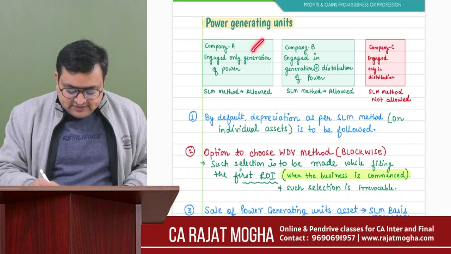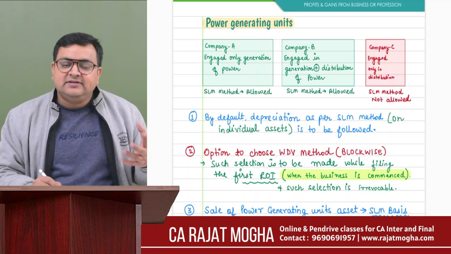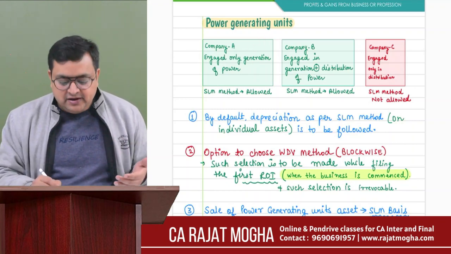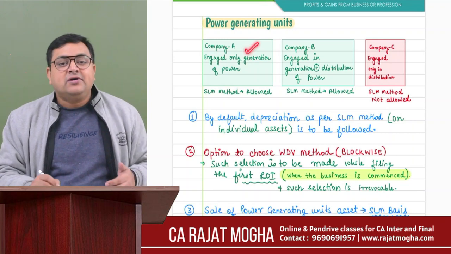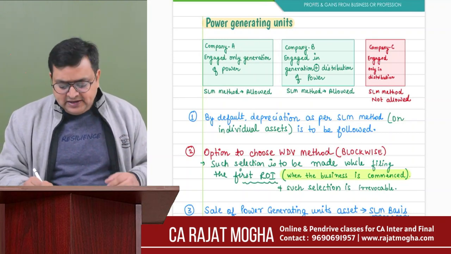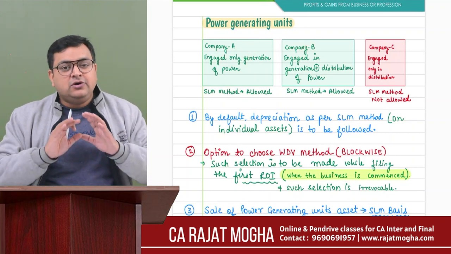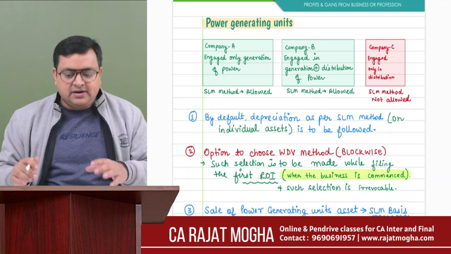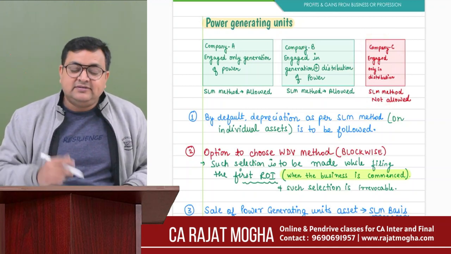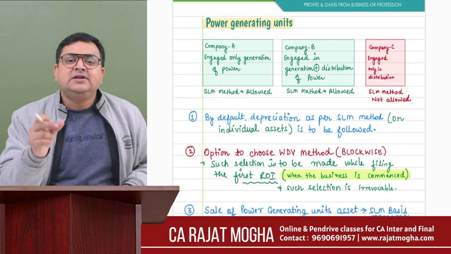So who can claim this depreciation? The SSE who are engaged in generation of power. Either they are generating power, or they are generating and distributing also, they can come. But if they are not generating and are only distributing the power, they cannot claim the SLM method. The SLM method is only for power generating units.